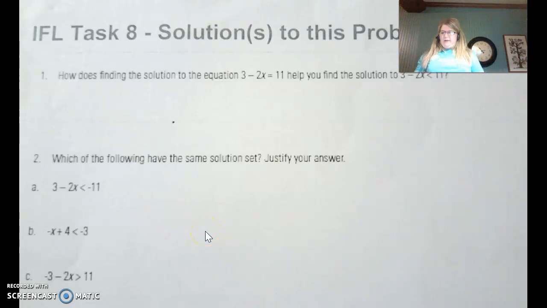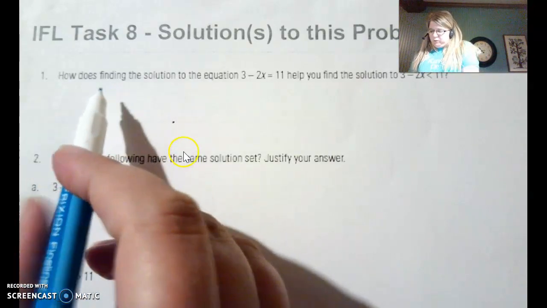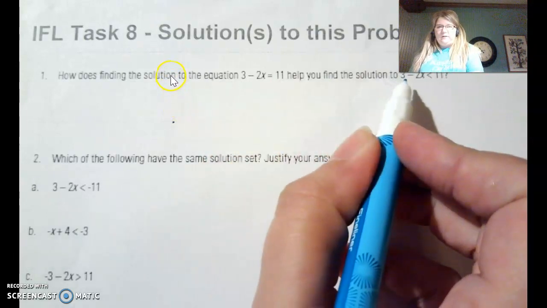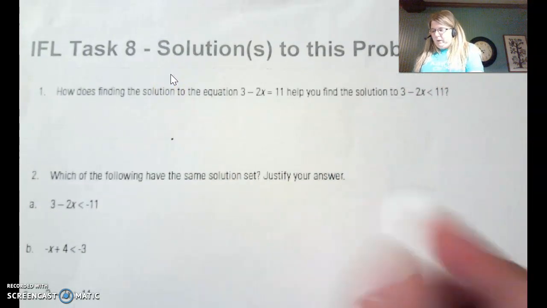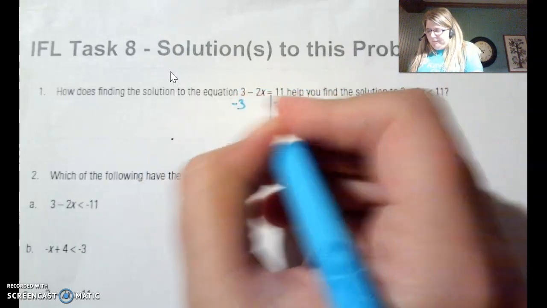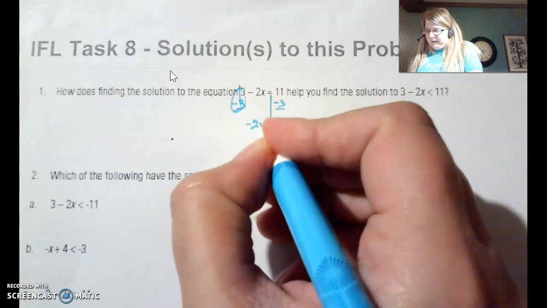Today we're looking at IFL Task 8, titled Solutions to this Problem. So, question 1, how does finding the solution to this equation help you find the solution to this inequality? Well, if you solve the equation, take a moment to do that.